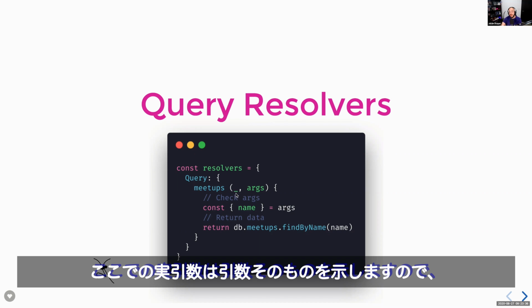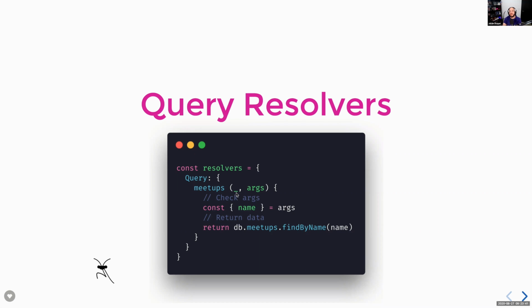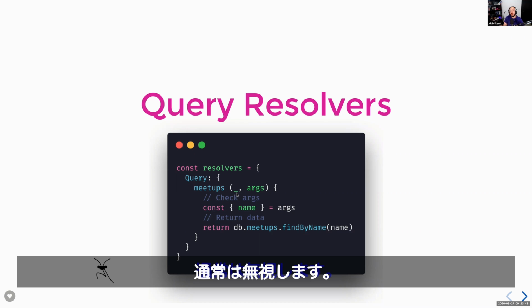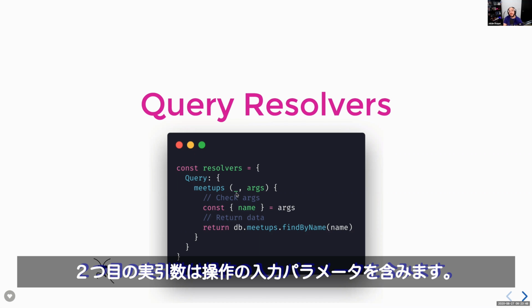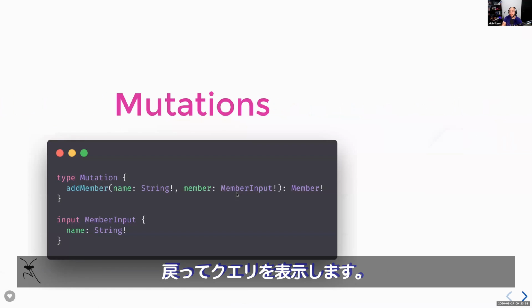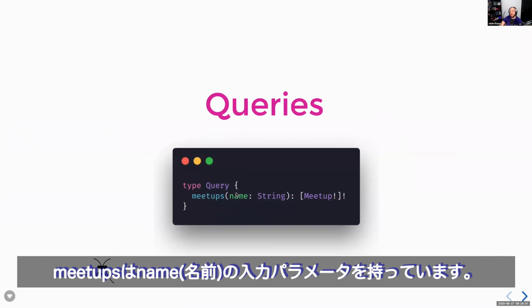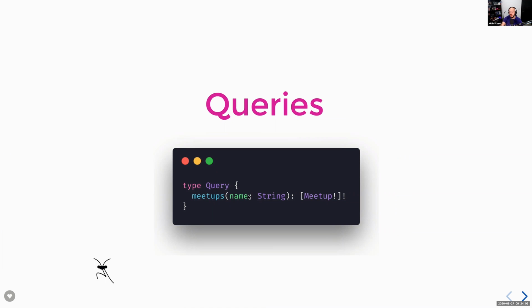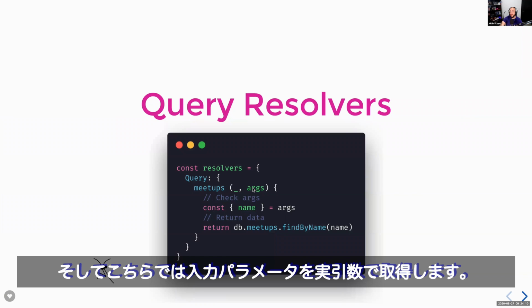The first argument in this case represents itself, so usually you are going to ignore it. In this case, we ignore that argument. The second argument contains the input parameters of that operation. In this case, for the meetups, remember that we were passing the name. I'm going back to show you the query. So meetups had an input argument, which is name. And here I'm getting that input parameter from the arguments.